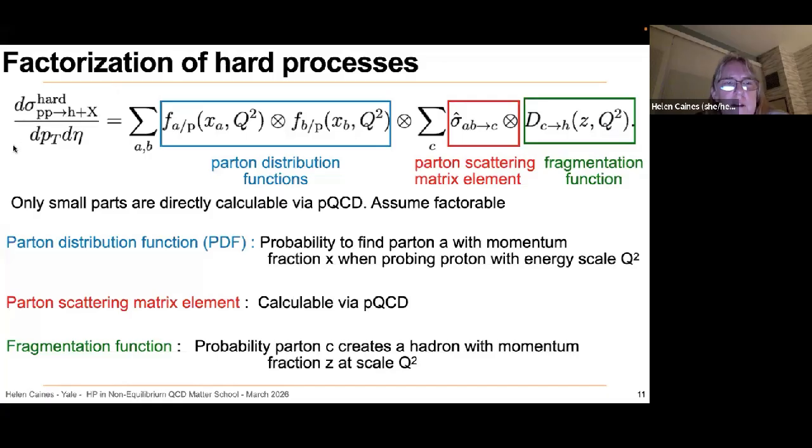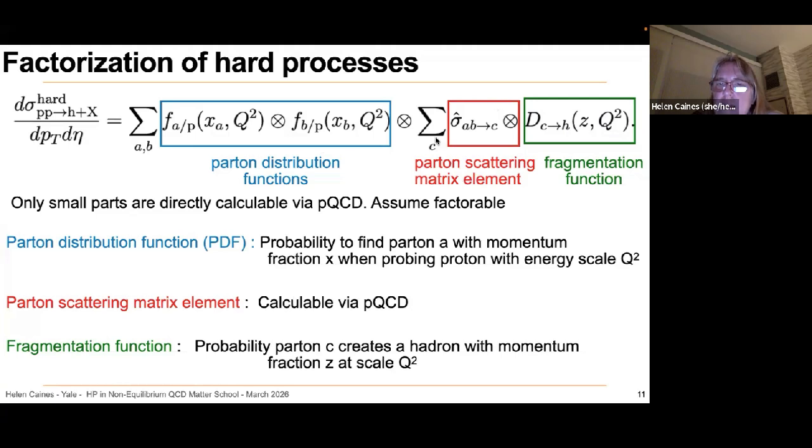What it's showing you is the cross-section, which is the probability that a hard scattering happens, that a PP collision turns into producing the hadron, the jet, whatever type of collision you have. It is built up of the sum of the parton distributions, where the parton distribution, or the PDF, is the probability to find a parton A with a momentum fraction x in a hard collision scale of Q squared inside of a proton.